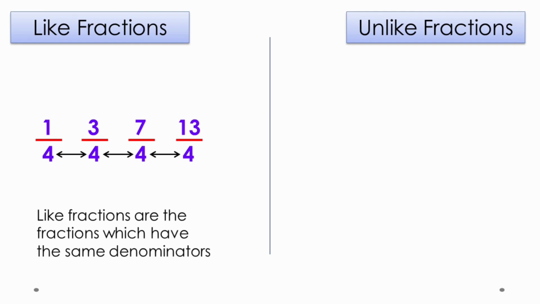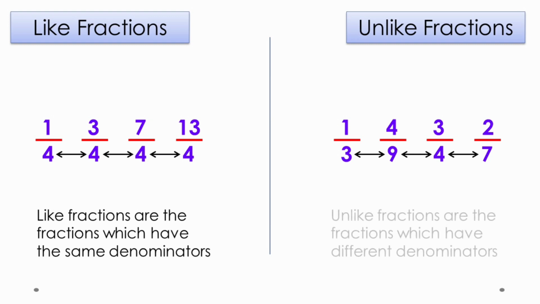Like fractions are the fractions which have the same denominators. In case of unlike fractions, the denominators are not the same. 1 by 3, 4 by 9, 3 by 4, 2 by 7. All these are unlike fractions. As we can see, they have different denominators. So, unlike fractions are the fractions which have different denominators.